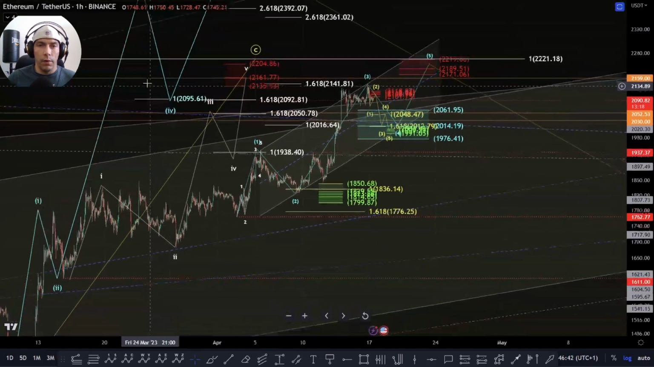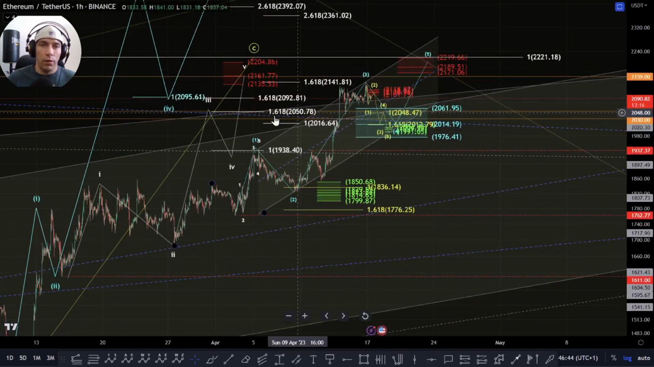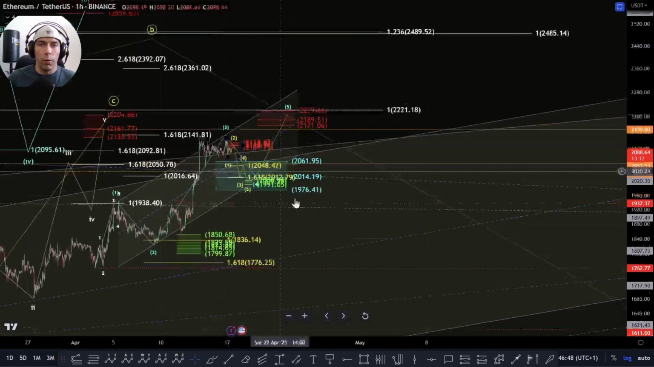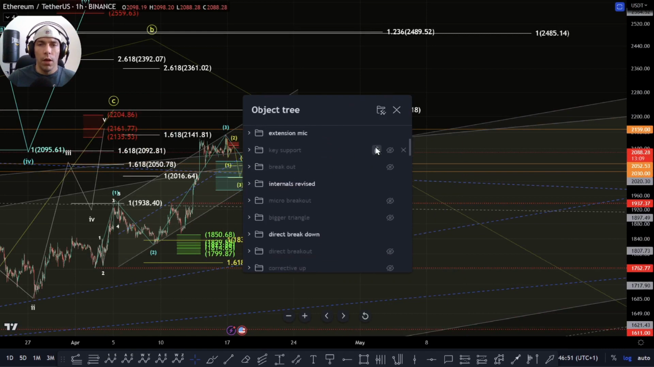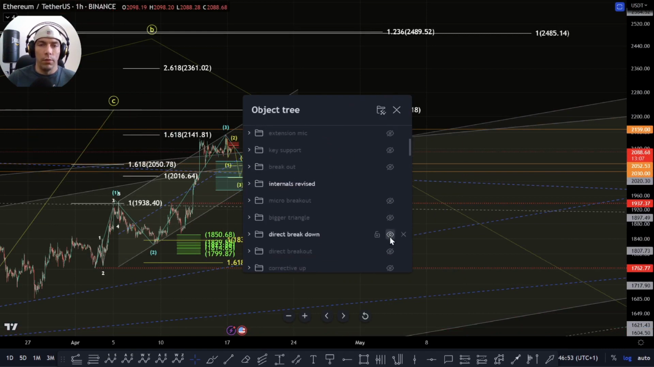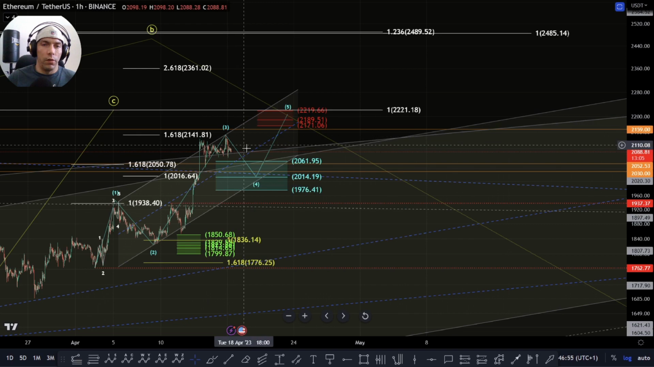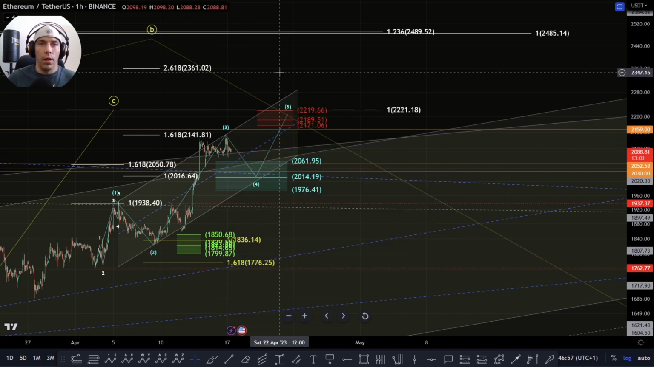We have hit some of these other impulsive targets now. So basically what we want to see is that follow through of these wave fours. If the wave fours fail to follow through, then it becomes less likely that we are going to see this continuation to the upside.